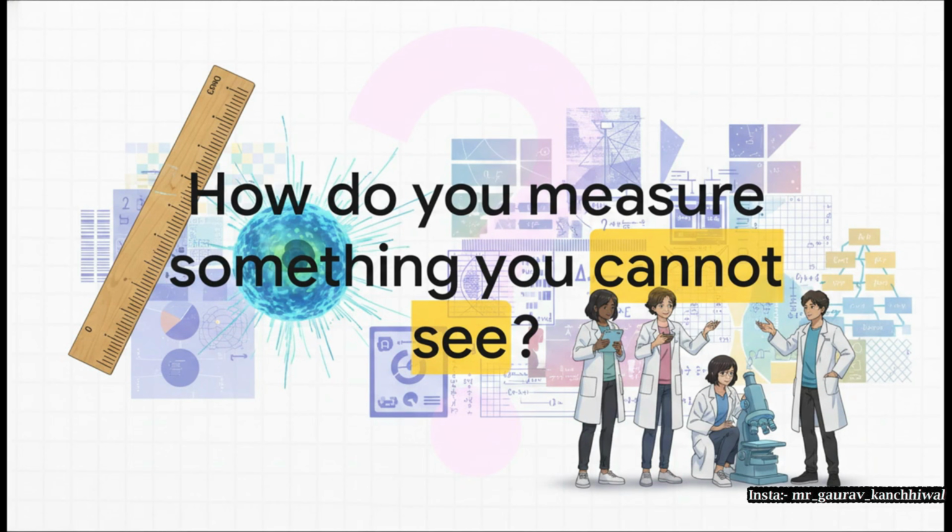So, right off the bat, here is a question for you. How exactly do you measure something you can't even see? Think about it for a second. When you need to measure a piece of wood, you just grab a ruler, right? Simple. But what happens when the object you're trying to measure is a single microscopic cell? You can't exactly just slap a standard ruler down on top of it.